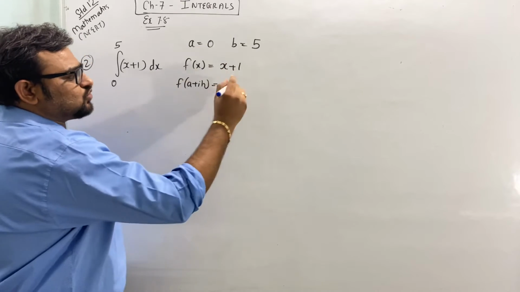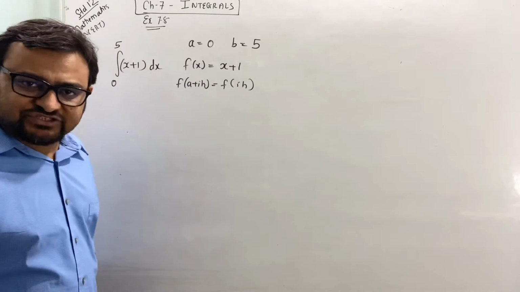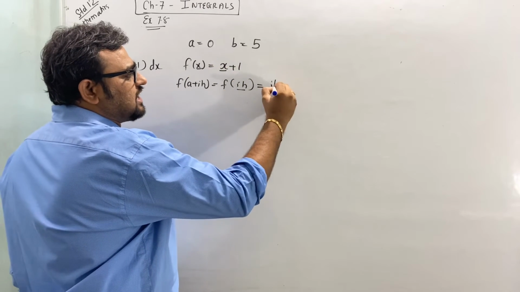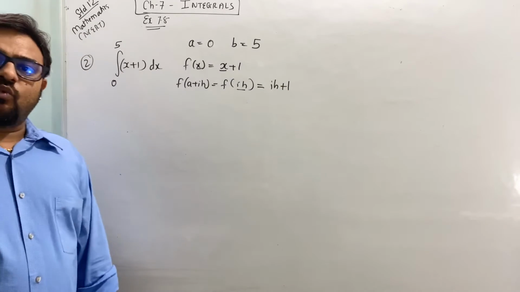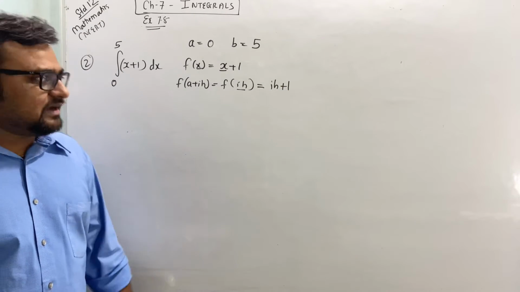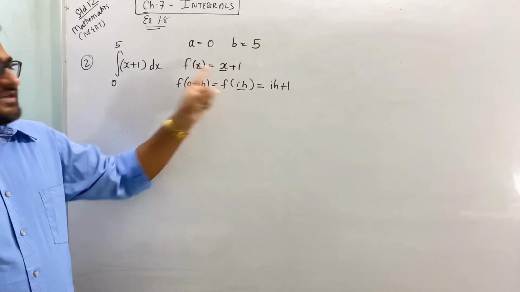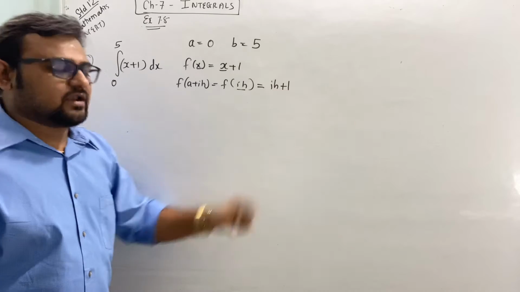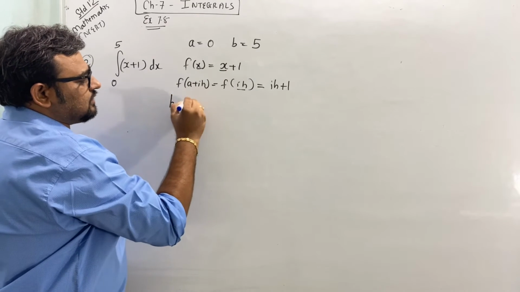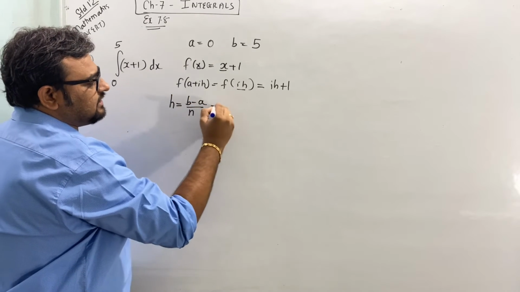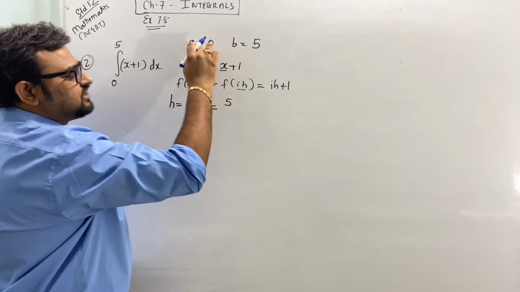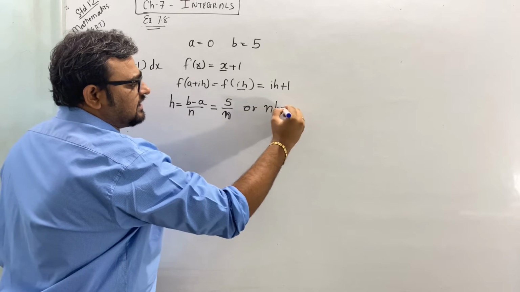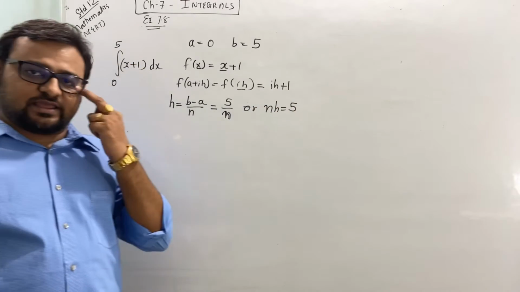So what will be f of a plus ih? F of a is 0, so only remaining ih. So this will be equal to, instead of x, I will put ih, ih plus 1. Clear? I'm repeating, a is 0, b is 5, f of x, this is the function. So a plus ih, putting the value of a, I get ih plus 1. Now what is h? (b minus a) by n. So this will be 5 minus 0, means 5 by n, or nh is equal to 5.